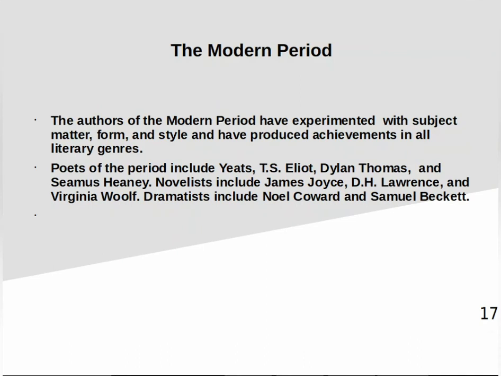The modern period applies to British literature written since the beginning of World War I in 1914. The authors of the modern period have experimented with subject matter, form, and style and have produced achievements in all literary genres. Poets of the period include Yeats, T.S. Eliot, Dylan Thomas, and Seamus Heaney. Novelists include James Joyce, D.H. Lawrence, and Virginia Woolf. Dramatists include Noel Coward and Samuel Beckett.